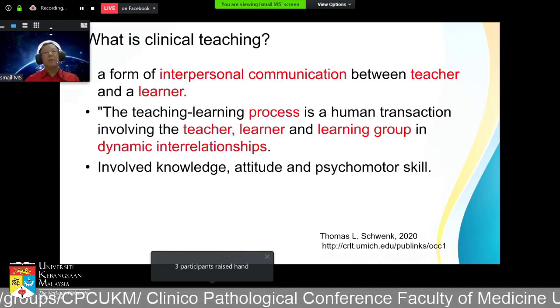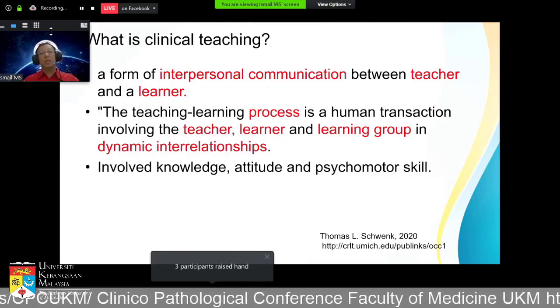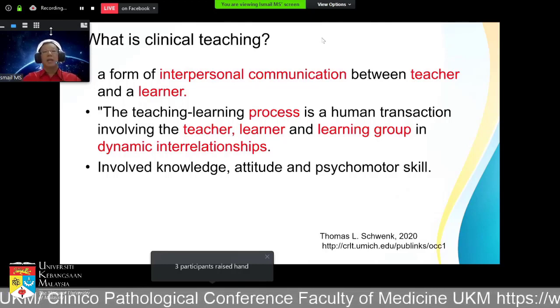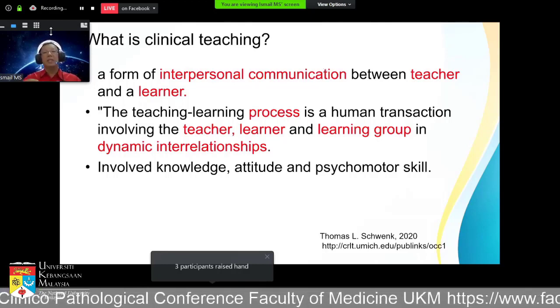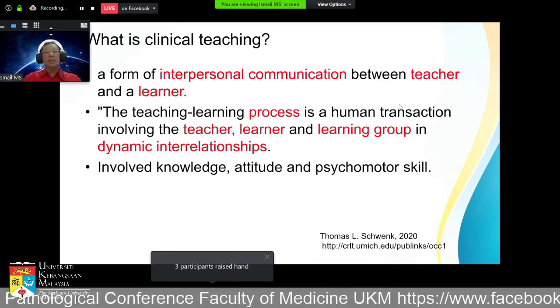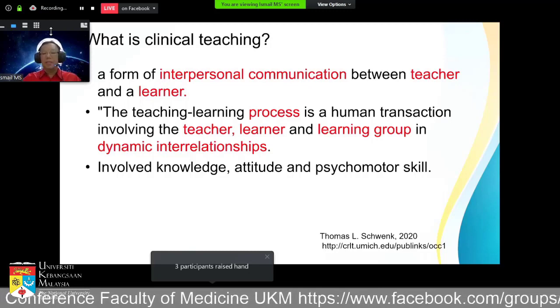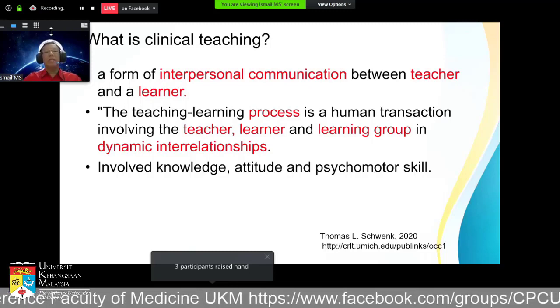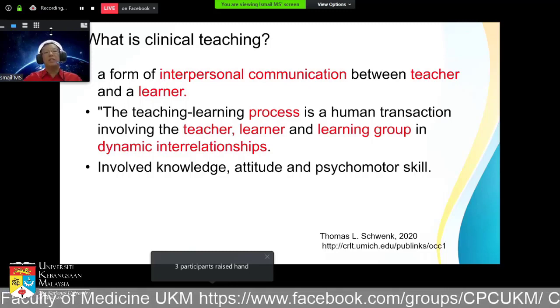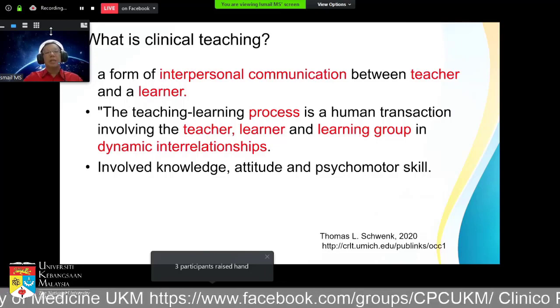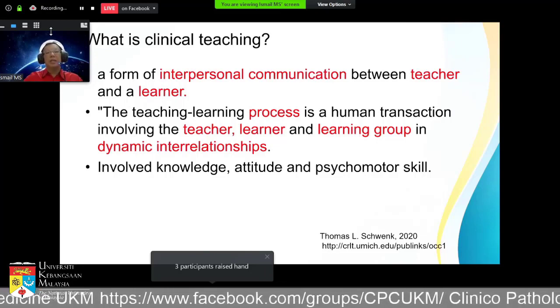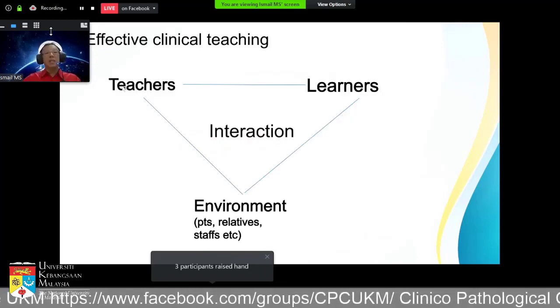It is a form of interpersonal communication between a teacher and a learner. This teaching process is basically a transaction involving the teacher, the learner, and the environment. The whole idea is to develop this dynamic interrelationship so that the learners will gain knowledge, attitude, and psychomotor skills. So these are basically the three things.